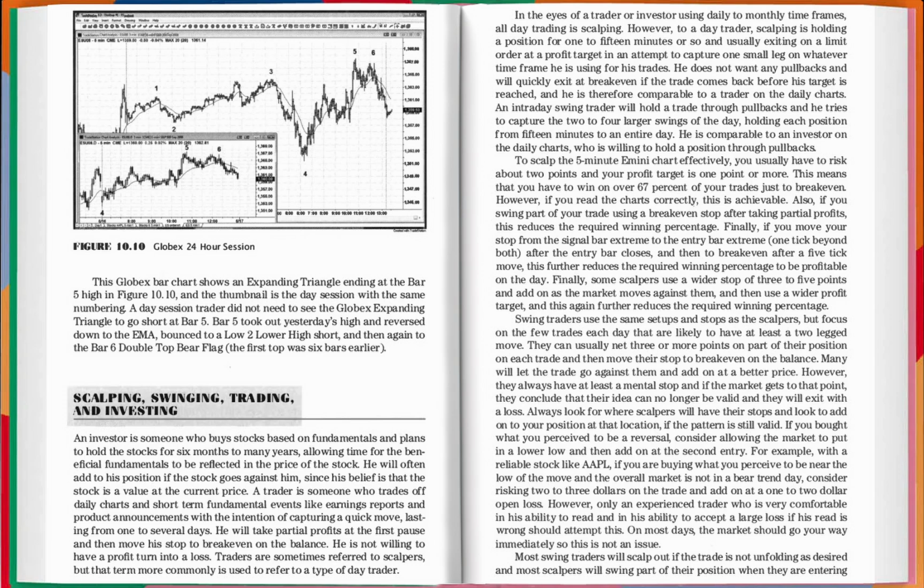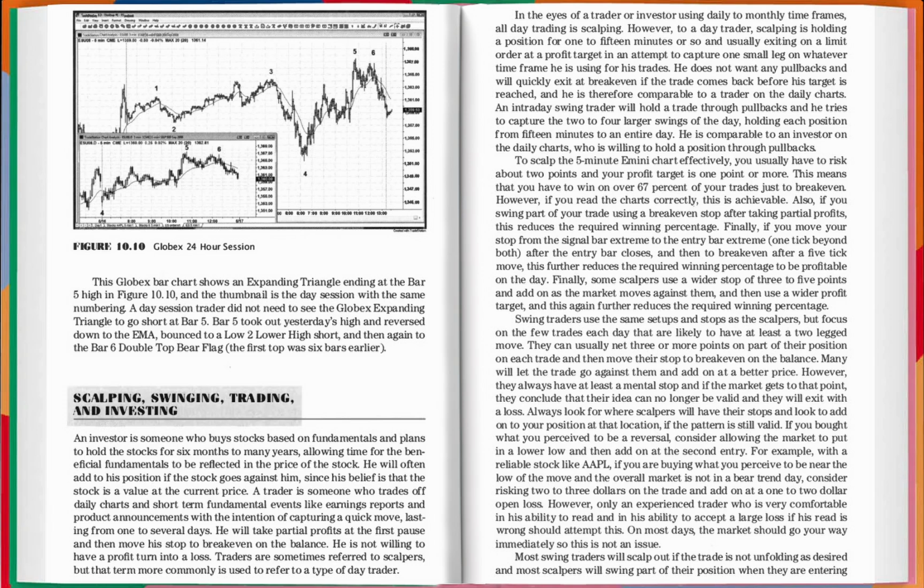An intraday swing trader will hold a trade through pullbacks, and he tries to capture the 2 to 4 larger swings of the day, holding each position from 15 minutes to an entire day. He is comparable to an investor on the daily charts, who is willing to hold a position through pullbacks.